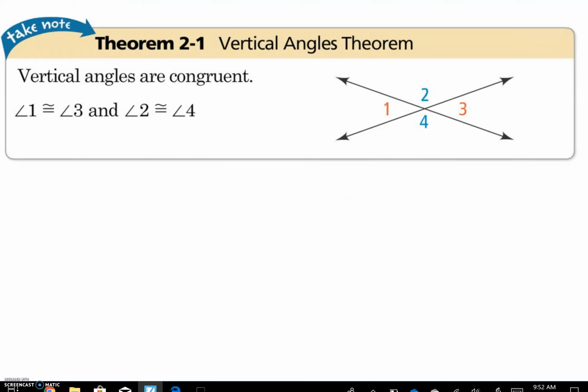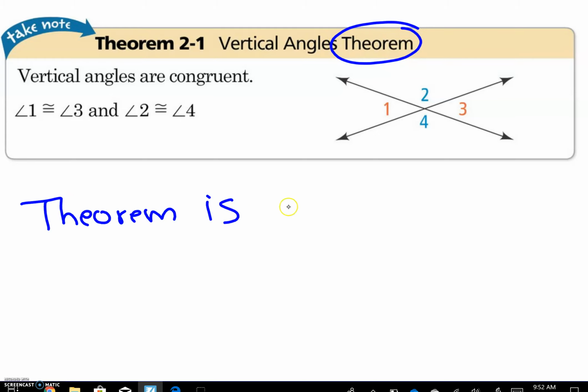Okay, so let's talk about something called a theorem. A theorem is proven true. So in chapter 1, we used a lot about postulates, and postulates were just accepted fact. A theorem is something that we prove to be true, something that we can write a 2-column proof about. So we know about vertical angles. We know that vertical angles exist, and we know that they're congruent to one another. But what we haven't done is proven that they actually are congruent to one another. So this is our very first theorem, something that we can prove to be true.